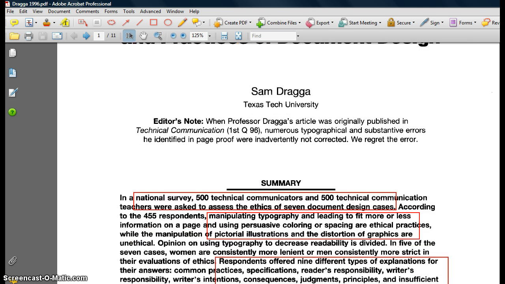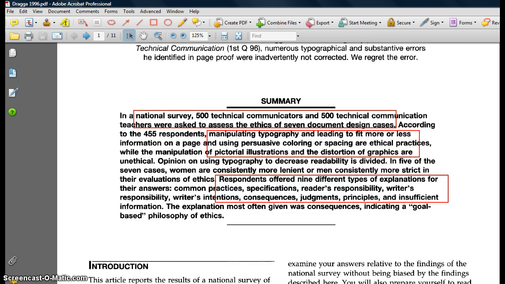He uses both open and closed-ended questions, which I'll show you in a little bit. But just by looking at his abstract, you can tell immediately that he surveys 500 people who are working as technical communicators, and then also 500 technical communication teachers. And he explains his reasoning for both in his article. He asks them to assess the ethics of 7 document design cases. He presents the results pretty clearly in his article abstract.